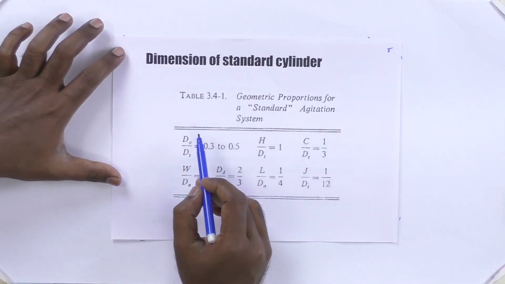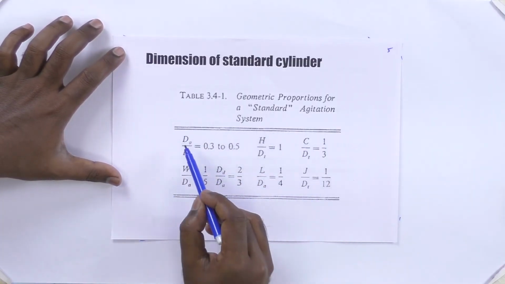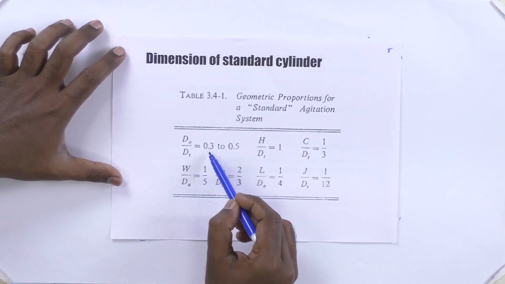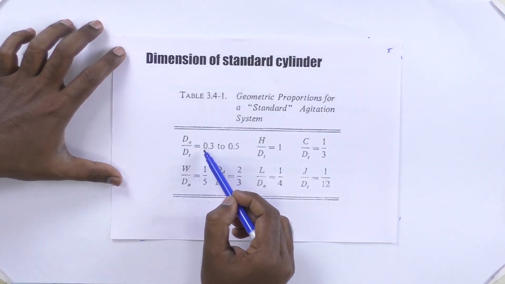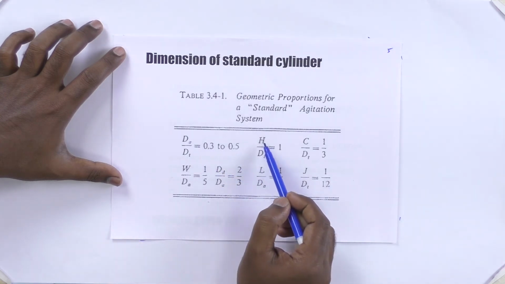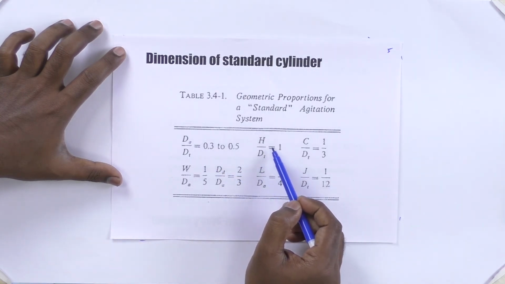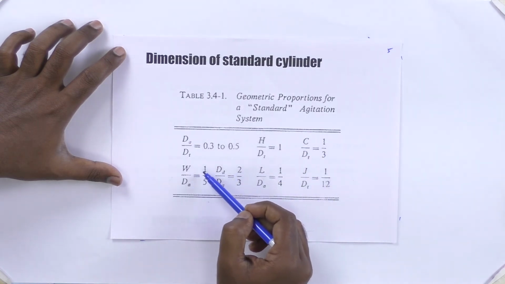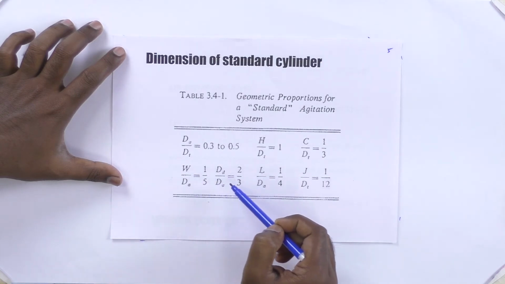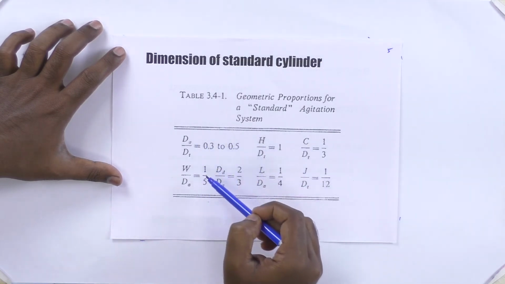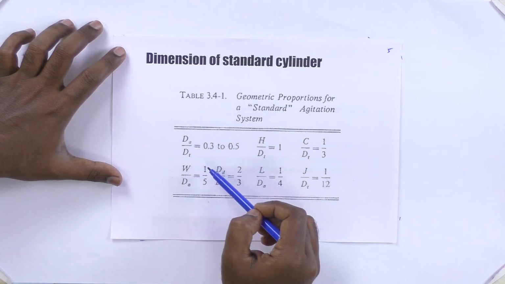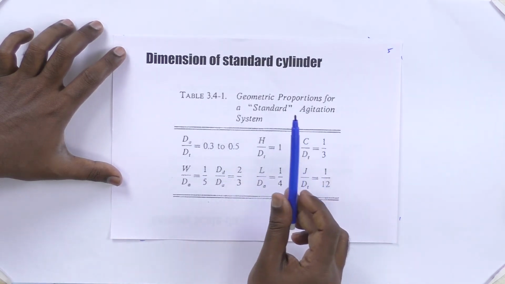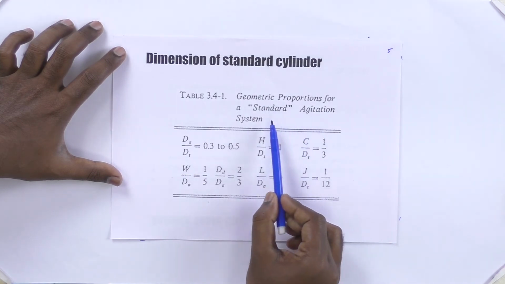As I told you, this is called the standard agitation system. For this we need to follow this kind of geometric proportion. dA by dt is in the range of 0.3 to 0.5, h by dt should be equal, that is, its ratio is going to be 1, c by dt is going to be 1 by 3, w by dA is going to be 1 by 5. Similar to this we have different kinds of relations, and if you follow these relations to design an agitation system, then that agitation system is called the standard agitation system.